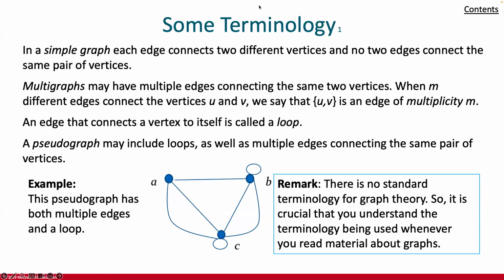Multigraphs may have multiple edges connecting the same two vertices. Where m different edges connect the vertices u and v, we say uv is an edge of multiplicity m. An edge that connects a vertex to itself is called a loop, as we can see there. And a pseudograph may include loops as well as multiple edges connecting the same pair of vertices. So here is a pseudograph that has multiple edges and a couple of loops.